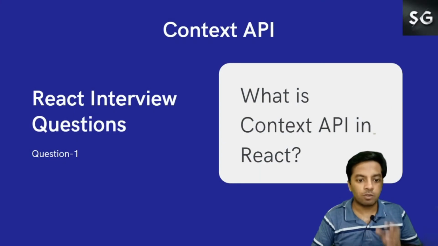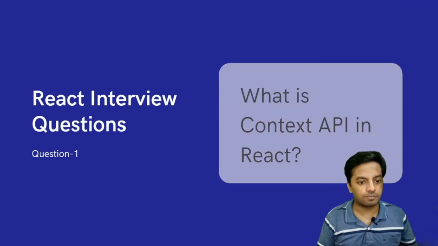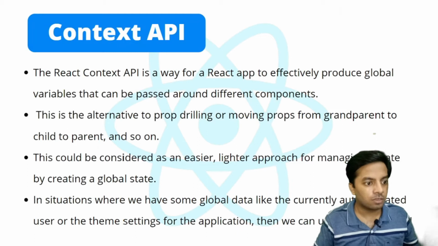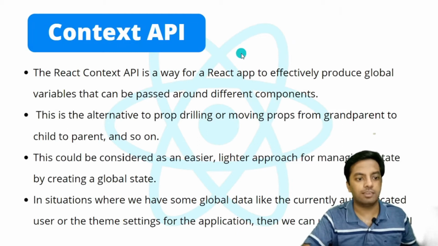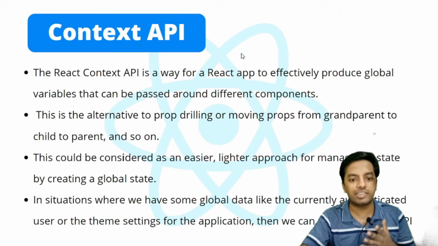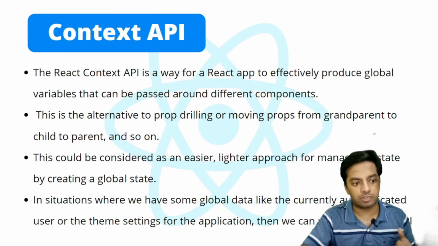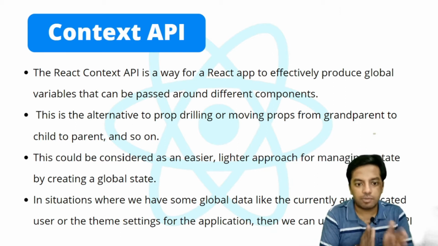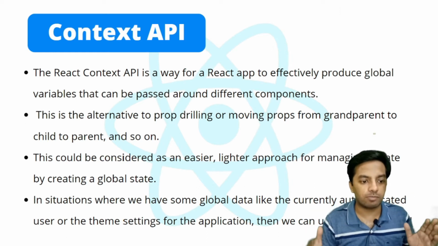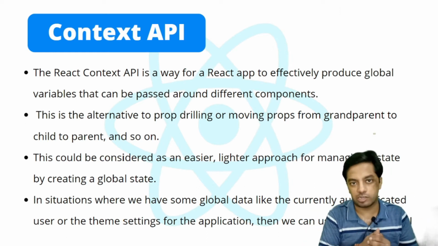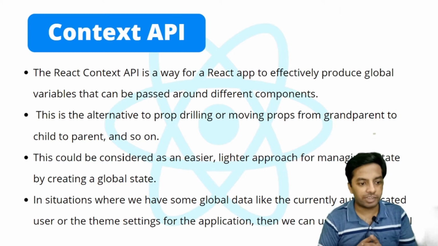The first question is, what is Context API in React? Let's understand that. The React Context API is a way for a React app to effectively produce global variables that can be passed around different components. So Context API basically provides some global variables that could be passed around different components. Okay. This is the alternative to prop drilling.